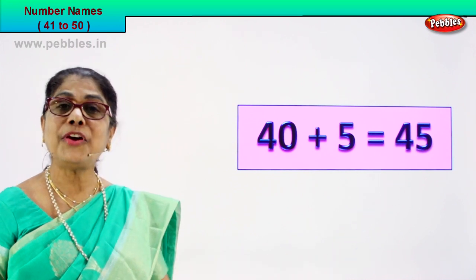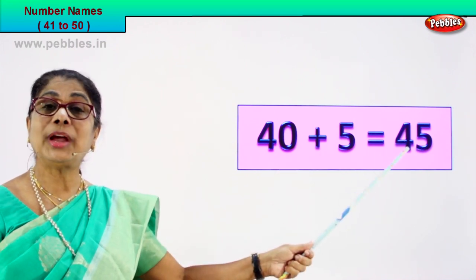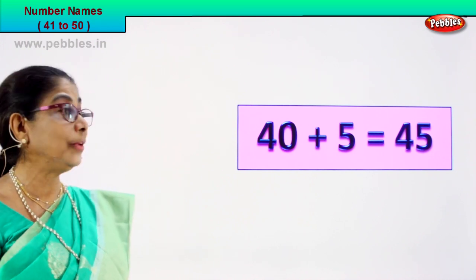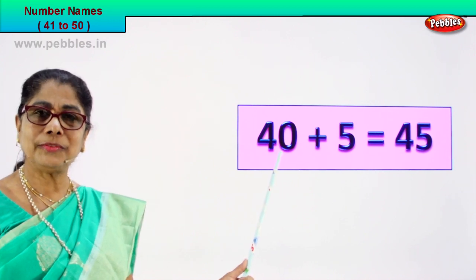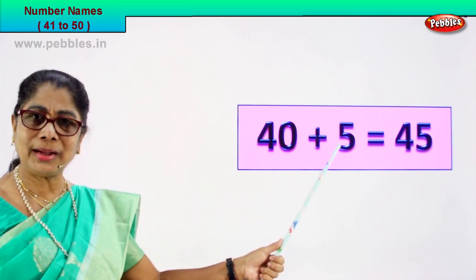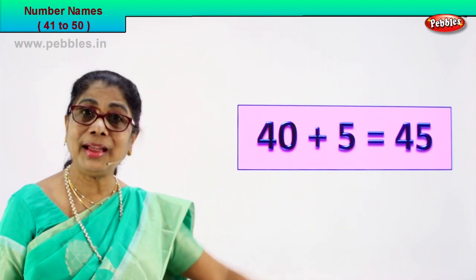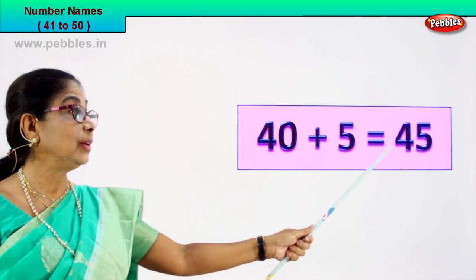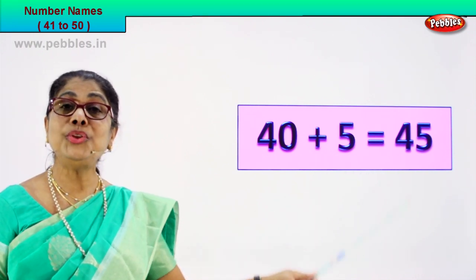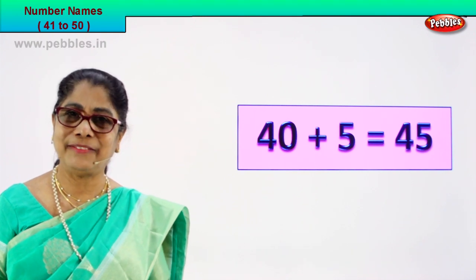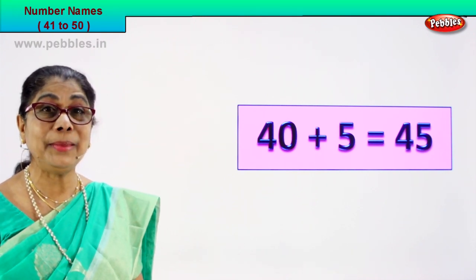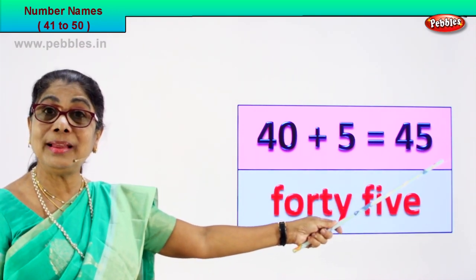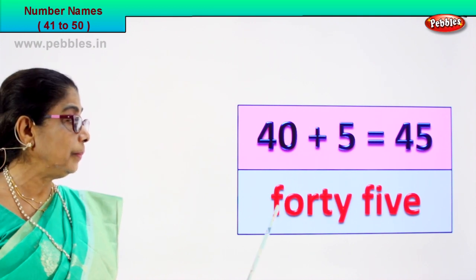4 and 5, 45. After 44, you have the numeral 45. You have the number 45. 4 and 0, 40 plus 5 is equal to 45. Yes, 40 and 5 more is equal to 45. So, the numeral 45 we have here. And how do we write its name? The number name of the numeral 45. That is what we are learning now. Spell with me.